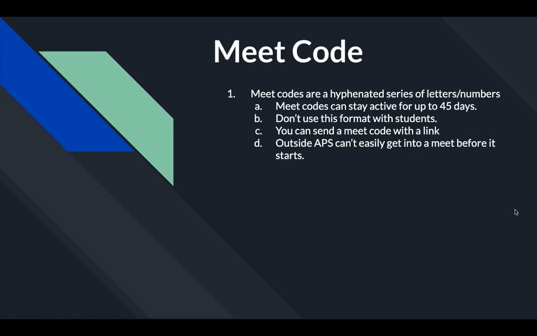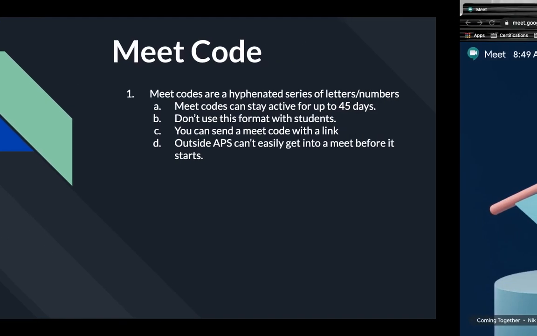Okay. The next type of meet code is a hyphenated meet code. Meet codes can usually stay active for up to 45 days. You don't want to use this format with students because students can get into this type of meet link. You can send a meet code with a link to staff though, so that makes it a little bit easier, but just know that this is not the right way you really want to set up a meet with students. Outside APS, people cannot easily get into this meet, but it is a little bit easier than the nickname version.